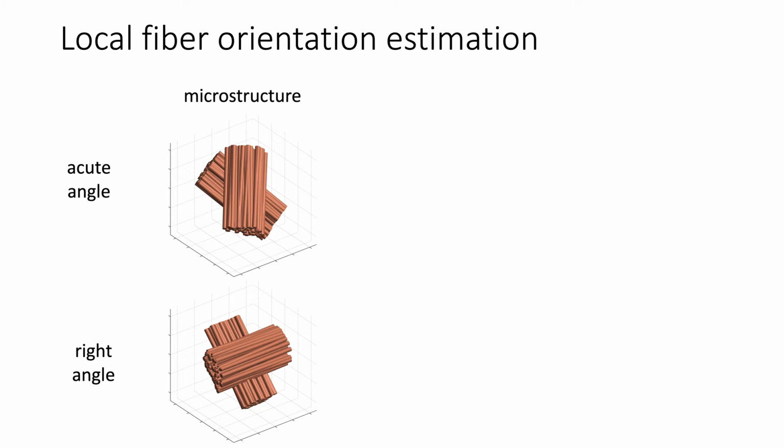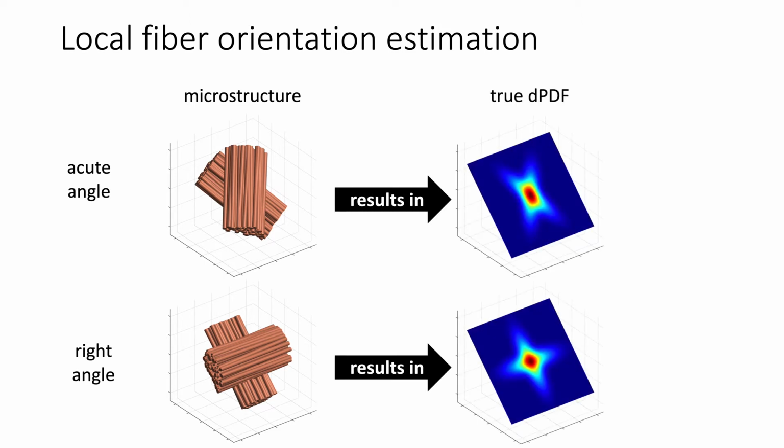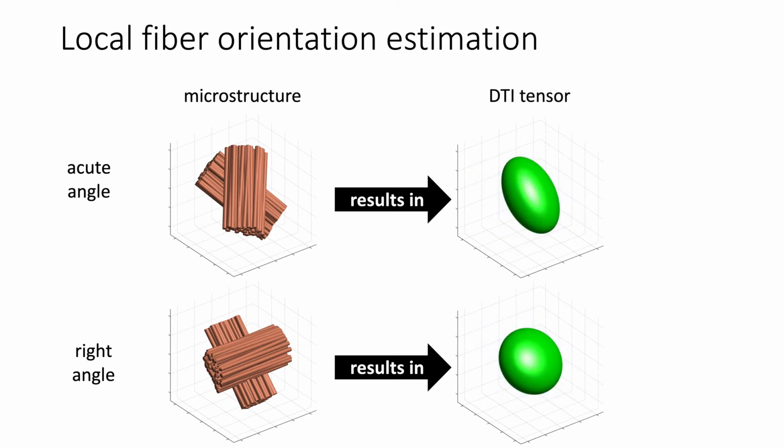So in these examples, we have two fiber bundles interfacing at different angles. And while these two bundles can be made out clearly from the average diffusion pattern, the DTI model is just too simple and throws away this information. In the case of an acute angle, we can still obtain an average orientation, but in the case of a right angle, the resulting diffusion tensor no longer has a well-defined principal diffusion direction.